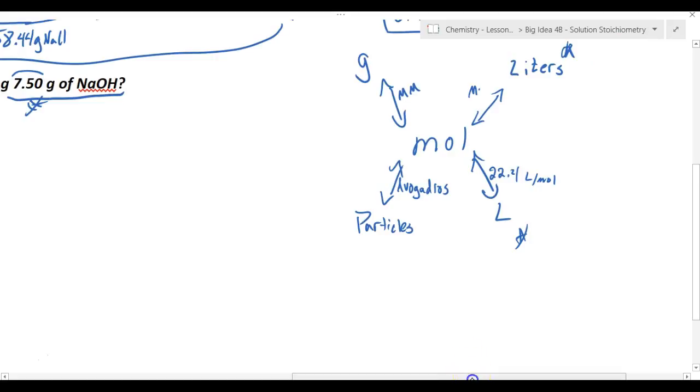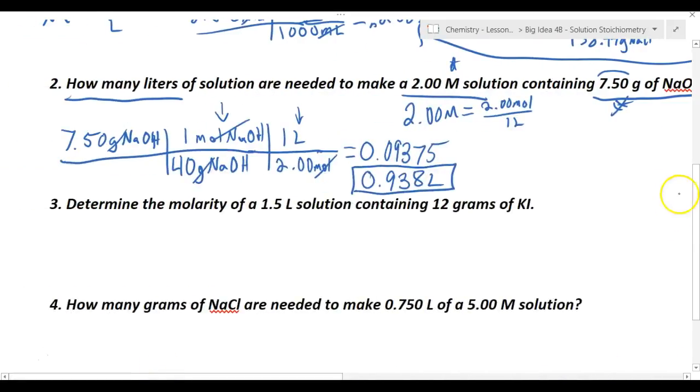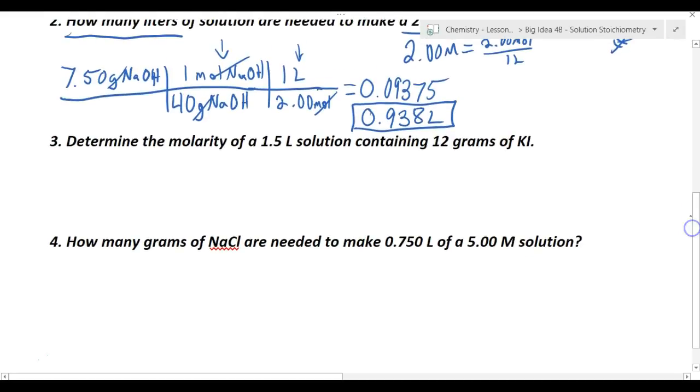Okay, so let's go back to doing our equations. We just have 2 more quick ones to get through. Number 3 says determine the molarity of a 1.5 liter solution containing 12 grams of potassium iodide. We know that molarity is equal to moles over liters. Whenever you're trying to determine molarity, make sure you know this equation, every single time. We don't have moles, we have grams, but we know how to get that into moles.